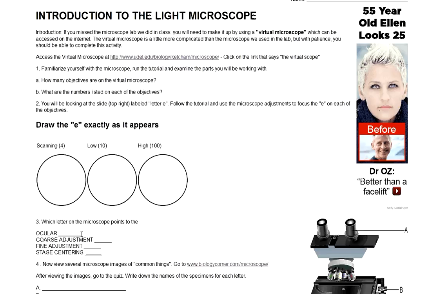Now down here, just a matching. As you can tell, you can look over here. There's the A, B, C, and they've labeled parts of the microscope. You need to just tell which part is which.